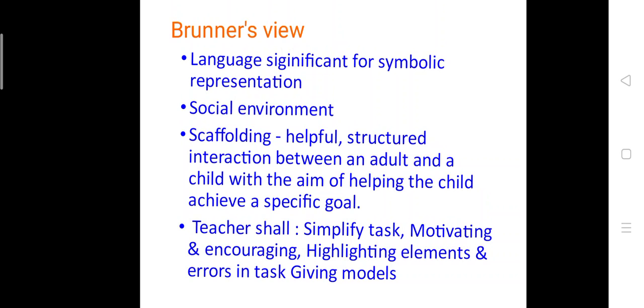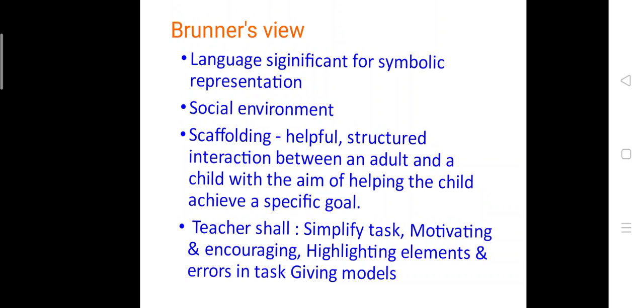So that's why, that's the role of an experienced person: to enable the learner to attain a desired outcome. The duties of a teacher are clearly mentioned by Bruner. The teacher shall simplify the task. Just providing some problems is not the duty of the teacher, but the teacher should simplify the task for the learners according to their level and their previous experience.